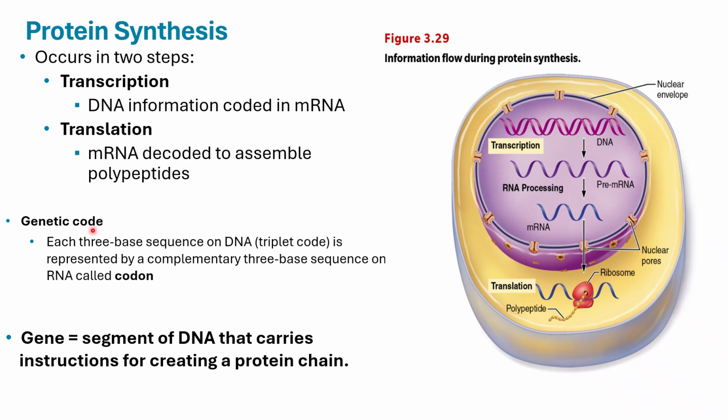Genetic code. Each 3-base sequence on DNA, which is the triplet code, is represented by a complementary 3-base sequence on RNA called a codon. And then the genes are segments of DNA that carry instructions for creating a protein chain.